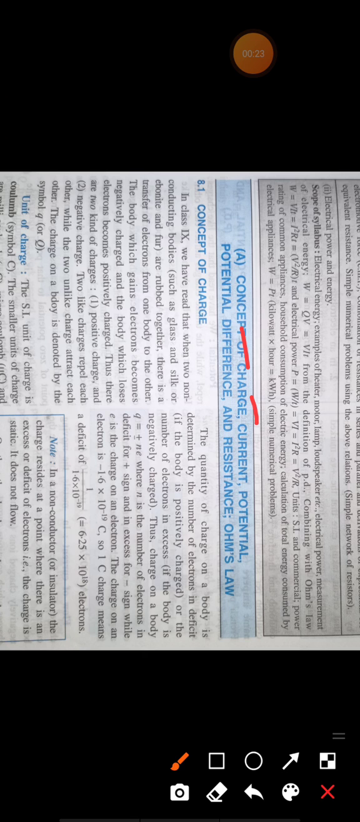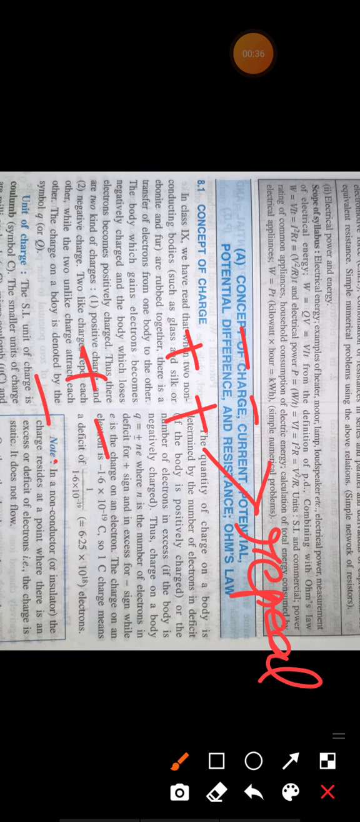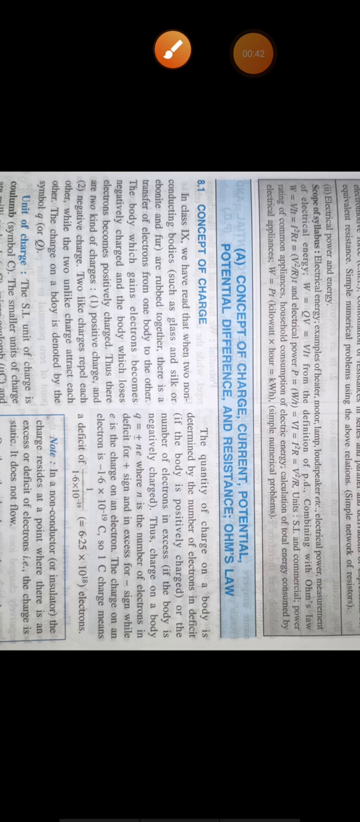each other. So that means negative and negative, or positive and positive, this kind of charges repel each other, and positive-negative or negative-positive, this kind of charges attract each other. And the unit of charge is coulomb.